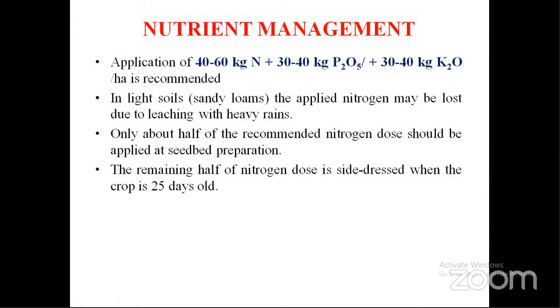And for nutrient management, the nutrient requirement is very low for the bajra crop. Generally 40 to 60 kg of nitrogen, 30 to 40 kg of phosphorus, and 30 to 40 kg of potassium are recommended. In light soils, that means sandy soils, the applied nitrogen may be lost through leaching because of heavy rains. So only half of the recommended nitrogen dose and the full dose of phosphorus and potassium should be applied at the time of seed bed preparation. The remaining half can be side dressed when the crop is 25 days old.